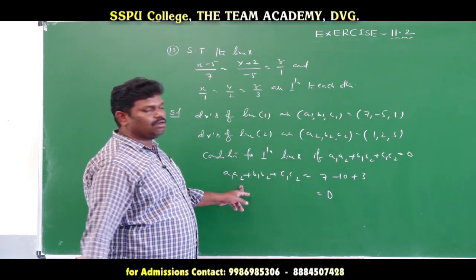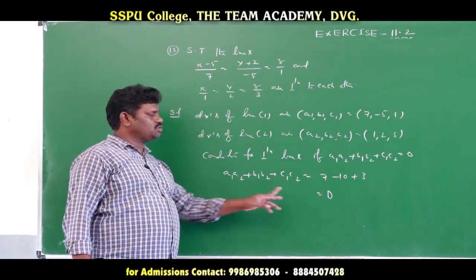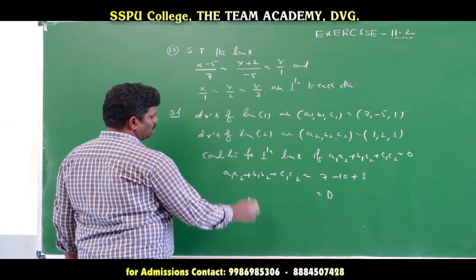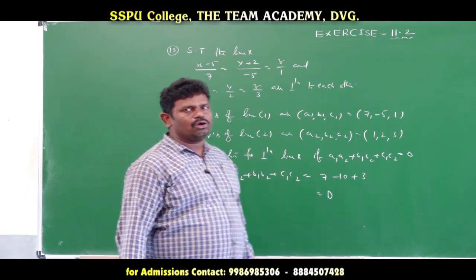So see, the sum of the products of the direction ratios is equal to 0. That's why the given two lines are perpendicular to each other.